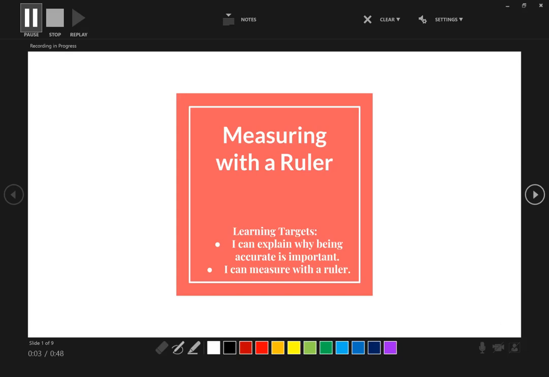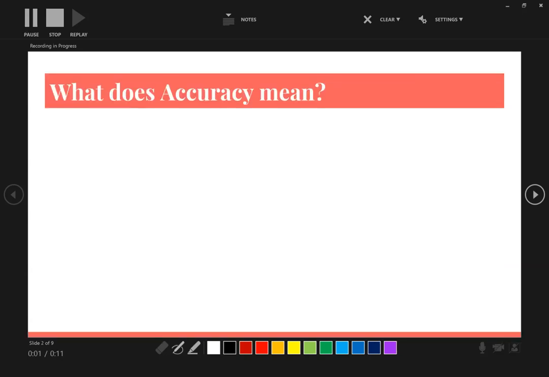These notes are all about measuring with a ruler. So your learning targets are, I can explain why being accurate is important, and I can measure with a ruler. What does accuracy mean? Accuracy is a level of being correct. Why do we care about being accurate?